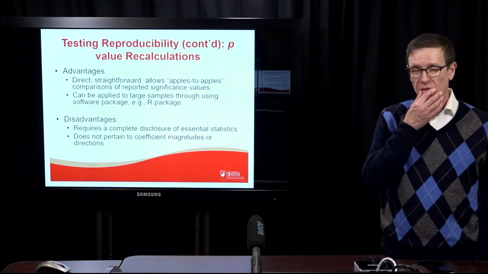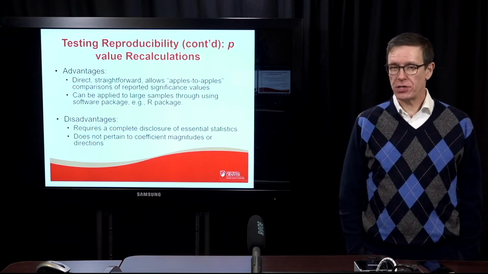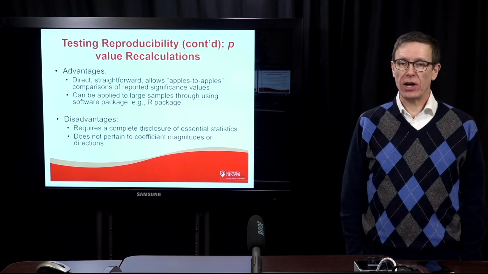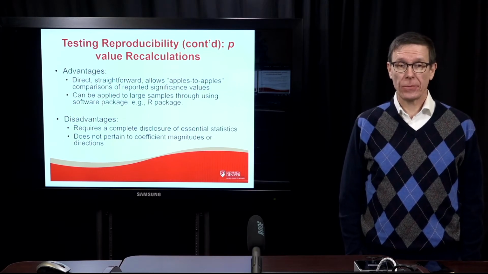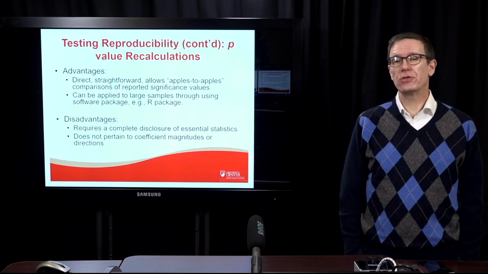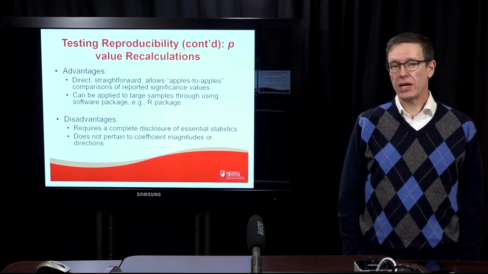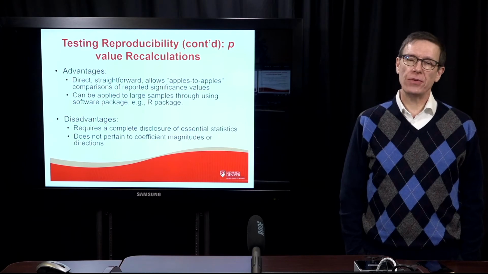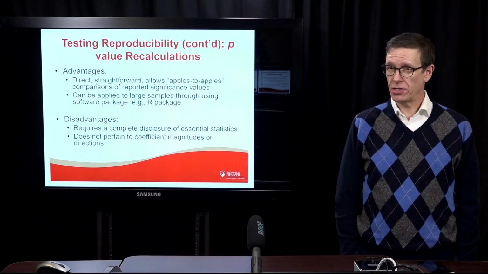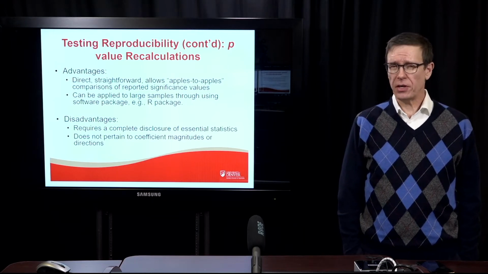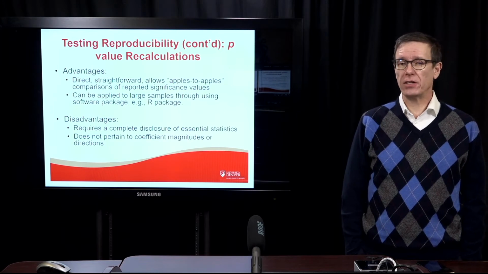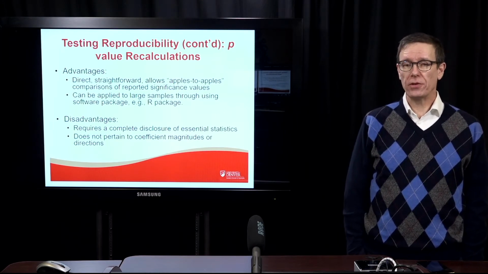This approach has several advantages. It's direct, very straightforward, and allows apples-to-apples comparisons of reported significance as well as recalculated significance. It can be applied to large samples through a software package such as R that just reads in articles and calculates as it goes along. Disadvantages: it requires complete disclosure of essential statistics, especially standard errors and degrees of freedom. If you don't have those, you're unable to conduct this. It also does not pertain to the coefficient magnitudes or the directions.